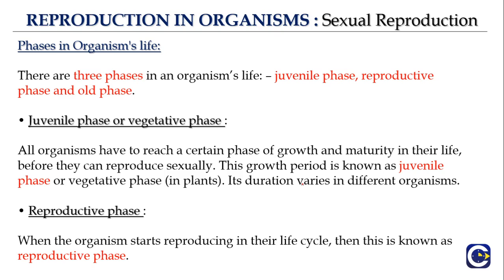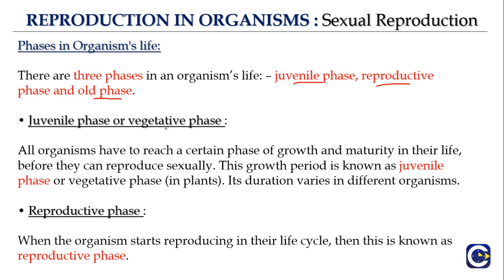So, phases in an organism's life. We also touched upon this topic briefly in the introduction part of this chapter, that was part 1. There are 3 phases in an organism's life: the juvenile phase, the reproductive phase, and the old phase. And the 4th is death. That is not a phase, that is an event that takes place.